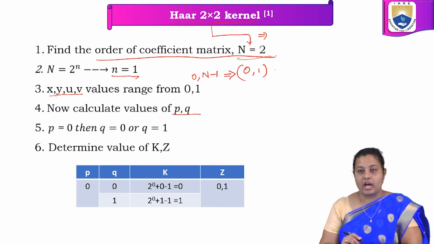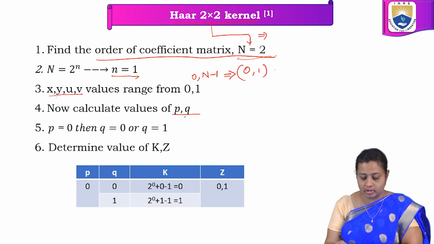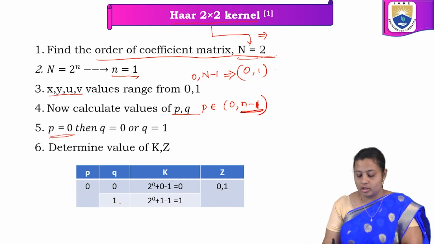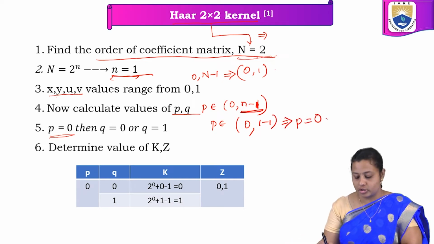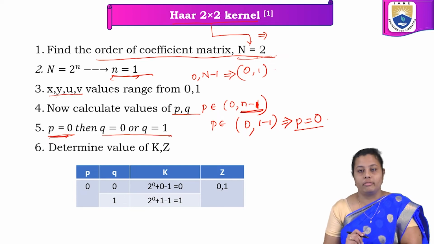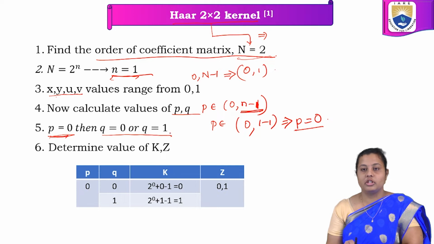Now we have to calculate the values of p and q. Here p belongs to 0 to small n minus 1. This is very important, as I said. So p will belong to 0 to small n minus 1, where small n is 1, which implies that p can take only the value 0. As the steps specify, if p equal to 0, then q can take 0 or 1. It can take either the value of 0 or 1.